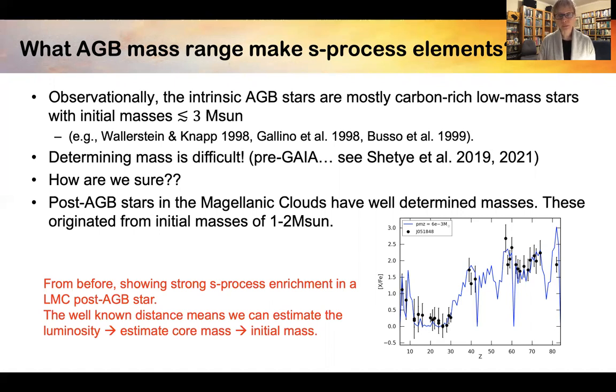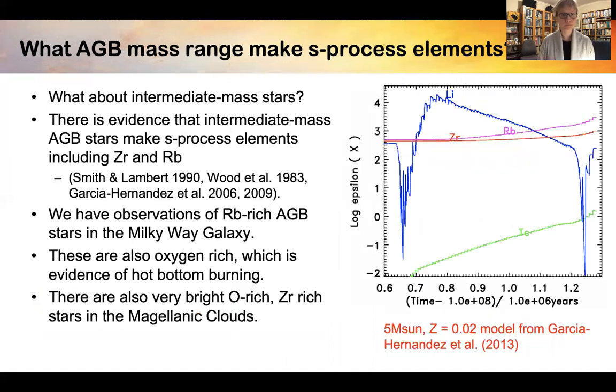The post-AGB stars in the Magellanic Clouds have been really crucial to our understanding of the s-process in recent times, because first of all, we've been able to determine high resolution abundance analyses, what sort of elements they have and how they're enriched, but we've also been able to determine their initial masses. This is often with telescopes such as the Very Large Telescope based in South America. Once we know the distance, we can estimate luminosity, we estimate core mass, and we get the initial mass. We can at least estimate it. And this tells us that most stars that are enriched in s-process elements must be low mass.